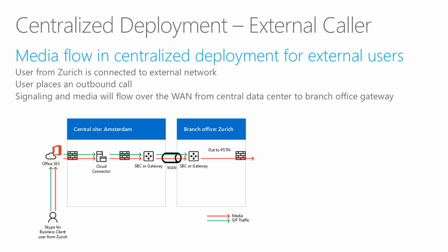Now let's look at a centralized deployment call flow when the user is connected to an external network outside the corporate network. We have a user from Zurich who's connected to the internet. The Zurich user places an outbound call. Both the signaling and media will flow to Office 365 through the external firewall at the Amsterdam site to the Cloud Connector deployment, through the internal corporate network to the Amsterdam SBC or gateway, and from there over the WAN to the SBC or gateway in the branch office in Zurich, and the media will flow out the local PSTN from the branch office gateway.